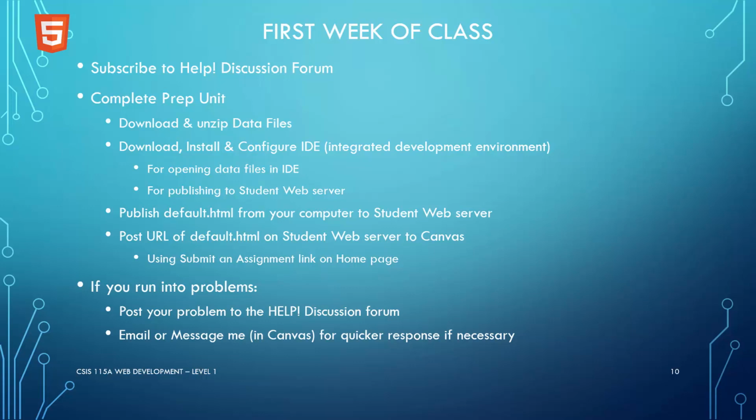You copy that URL and then you submit that using the submit an assignment link, which is on the home page. I've got a link there for you, submit an assignment link, and click on that. Whatever review assignment it is, prep unit, review assignment 1, etc., you'll click on that appropriate link, and that's where you'll post the URL, paste the URL into the editor, and then submit it.